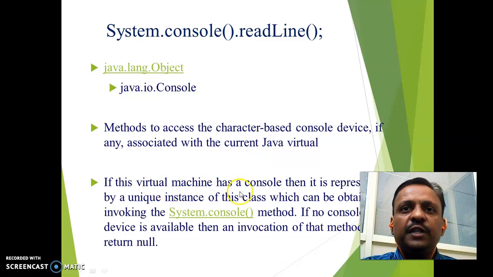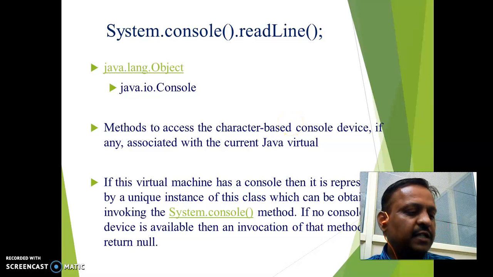It has methods to access the character-based console device, if any, associated with the current Java virtual machine. If this virtual machine has a console, then it is represented by a unique instance of this class, which can be obtained by invoking the System.console method. If no console device is available, then an invocation of the method will return null. So like this you can take the input from the console.